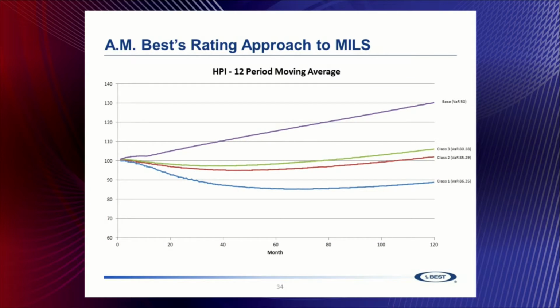Here is the HPI over time. One can see that the base case, which is the top line, is always increasing, about 4% annually, while the class 1 note case, which is the bottom line, is down 15% in 2 to 5 years' time, and then gradually comes back, but never gets back to the original level, even in a 10 years' time frame.